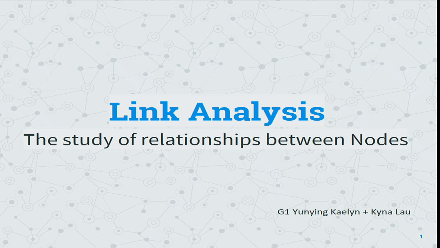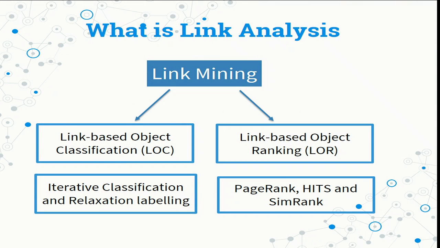Link analysis is the study of relationships between nodes, which is quite relevant to the topics we've been learning these 2 weeks. In link analysis, there are 2 different categories. Firstly, on your left would be link-based object classification, which studies how you can assign class labels to the nodes according to their link characteristics, for example, the number of edges incident on them. And we'll do it through iterative classification and relaxation labeling.